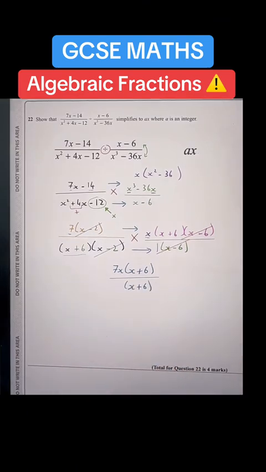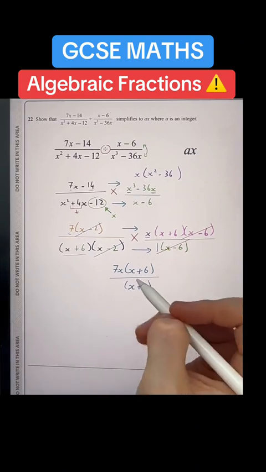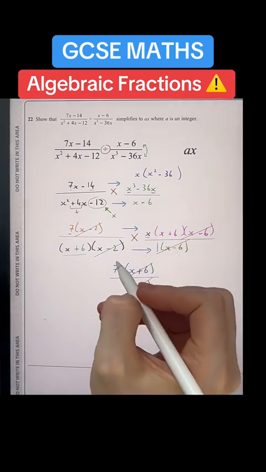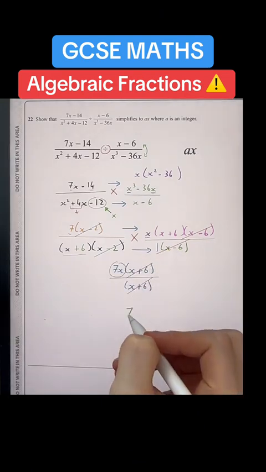Again, checking for any common factors. Here I can see I've got x plus 6 common in brackets on the top and bottom. So I'll cancel that. So doink and doink will cancel. Hence, my final answer is quite beautiful. It is simply 7x.